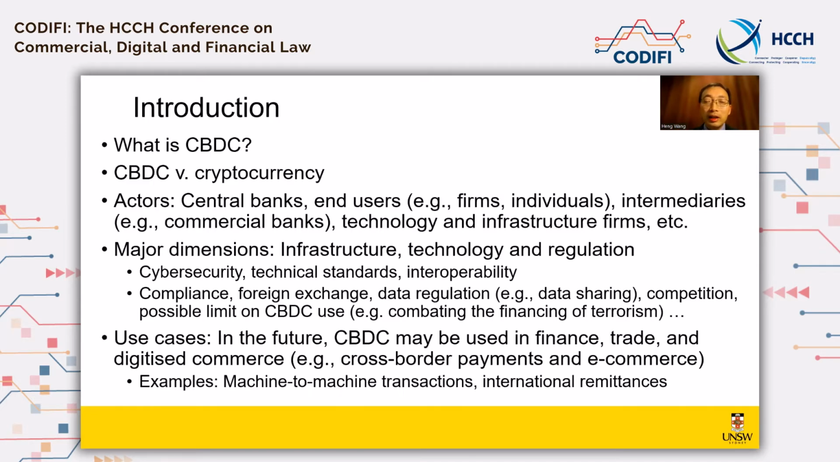So firstly, let's look into what CBDC is. CBDC is basically a digital version of the fiat currency. It's the central bank's liability and supported by the central bank credit. The second question you may have is what the difference or common points are between CBDC and cryptocurrencies and stable coins.